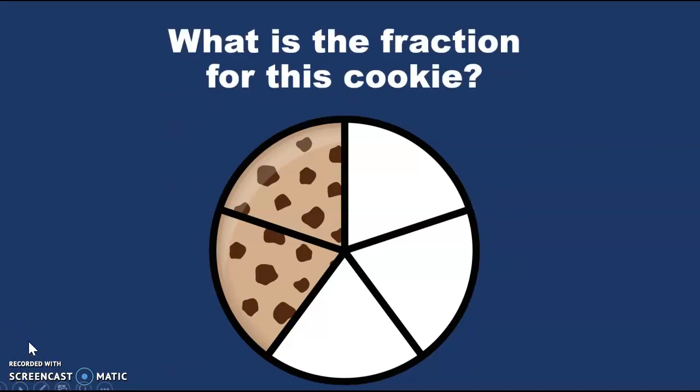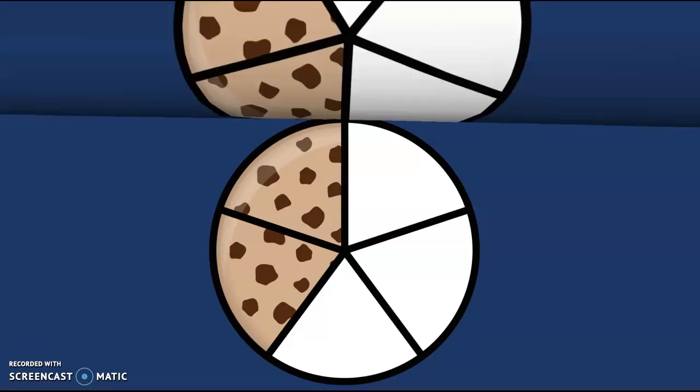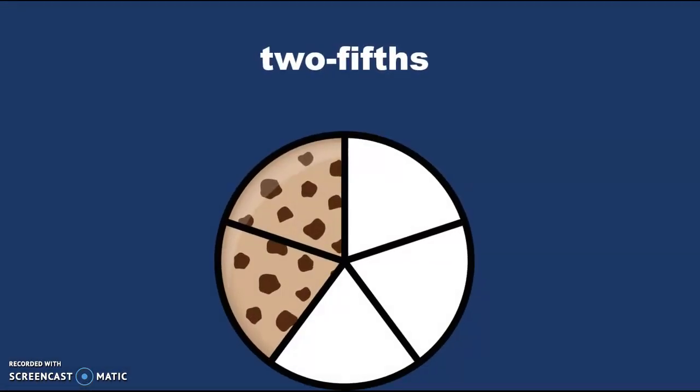What is the fraction for this cookie? 2/5. There are 5 equal pieces. 2 still have cookies in them.